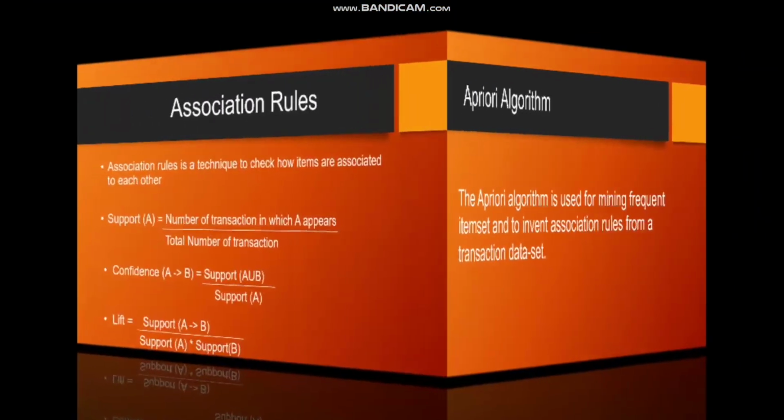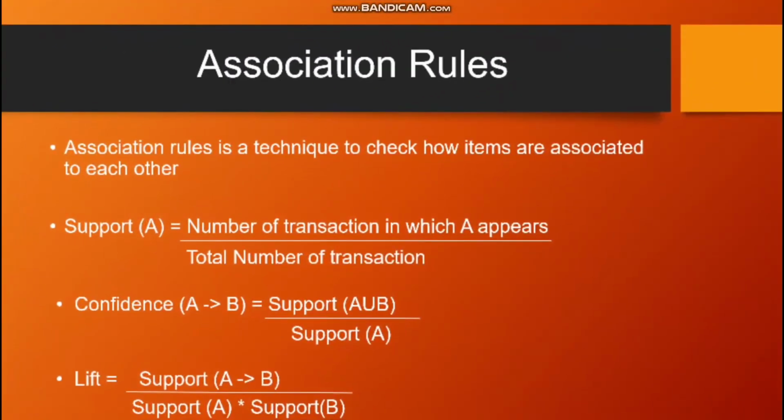Now we are going to see what is association rule. Association rule is a technique to check how items are associated with each other. In that we have three concepts: support, confidence, lift. Basically support is used to calculate how popular a given item is. For that we have a formula: support of A is equal to the number of transactions in which A appears upon the total number of transactions.